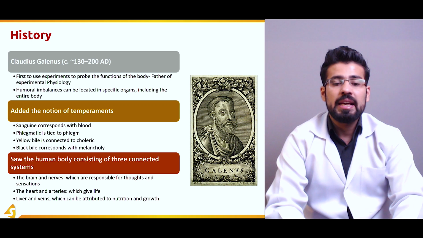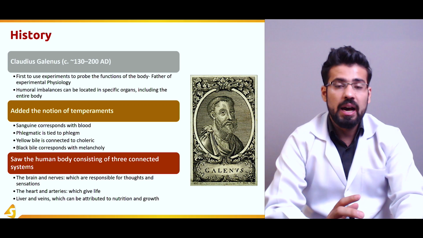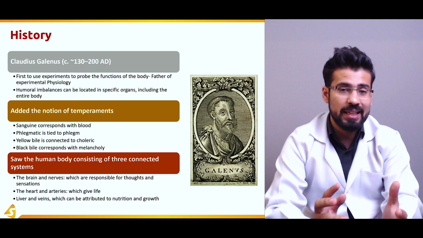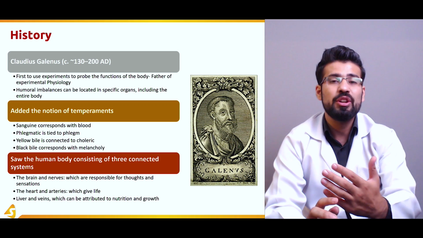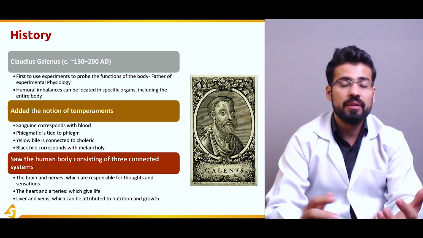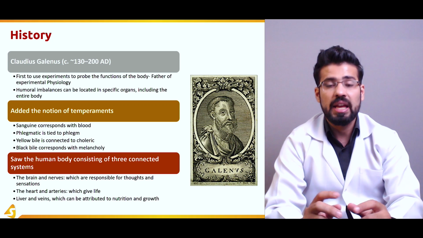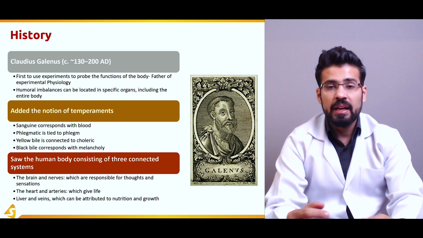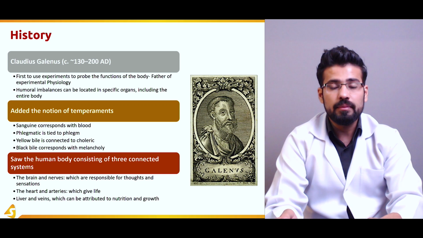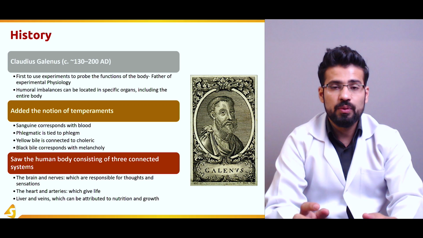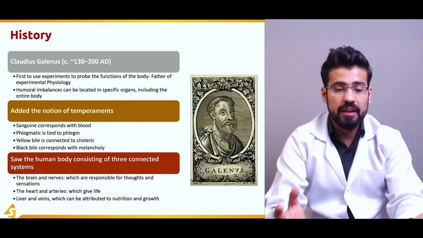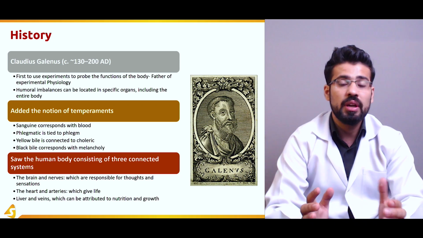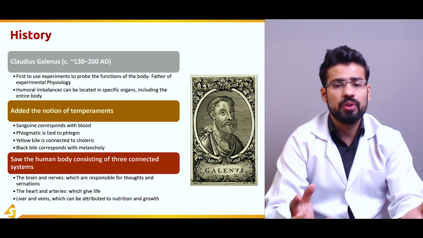Now, he also saw the human body as consisting of three connected systems, which laid down the foundation of modern physiology. He discovered three major components. The first being the brain and the nerves, which were responsible for the communication of thoughts and sensations throughout the body. This was followed by the heart and the arteries, which he proposed give life. This was followed by the liver and the veins, which contributed towards nutrition and the growth of the human body.